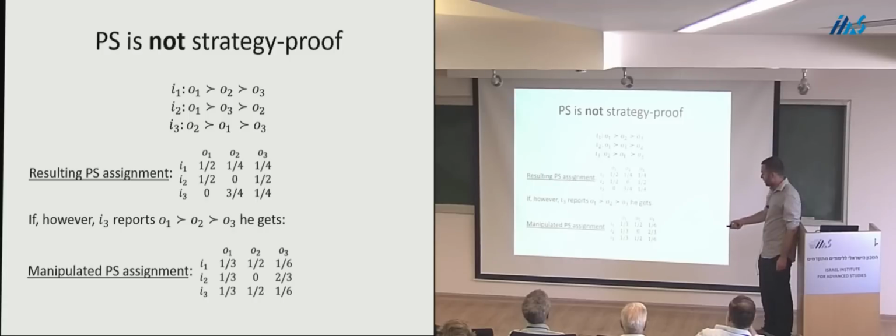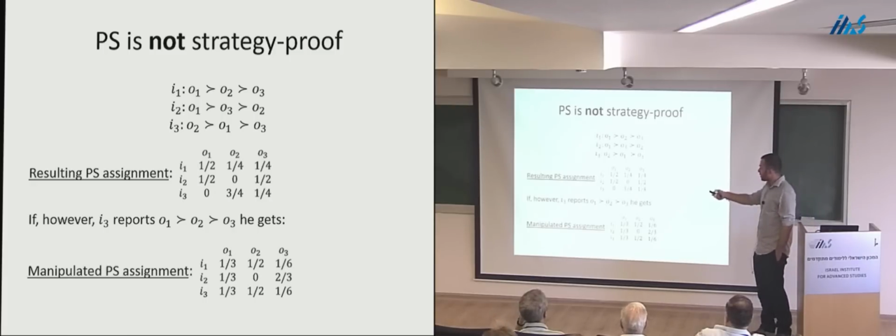Note that this matrix here does not dominate this matrix here, but look at what agent 3 got. Before, he got 3/4 probability of getting his top choice, and 1/4 of getting his least preferred choice. Now he's getting only half probability of getting his top choice, a third to get the middle choice, and 1/6 to get his least preferred choice.